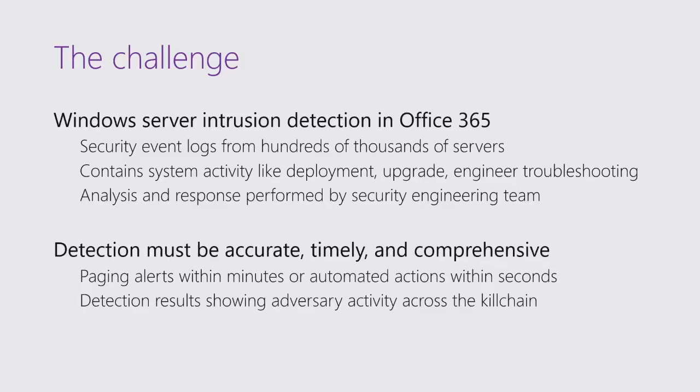And I measure that both by how quickly my engineers can get paged or how rapidly we can take automated actions when something malicious gets into the environment, but also my breadth of coverage across the kill chain. If I only have one alert that tells me that an adversary is on his way towards an objective, that means I have something fragile, and that makes me worry, right?